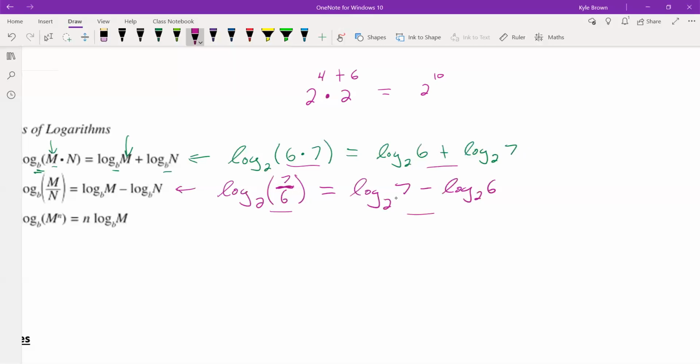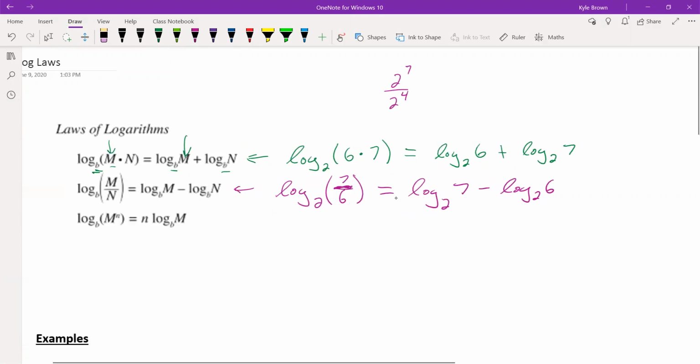Similarly, if I had 2 to the power of 7 divided by 2 to the power of 4, when you're dividing those, you would subtract. That's the same reason we get division and subtraction coming into play here. But for the most part, you just need to know that these are the rules and how to use them. Okay, so those are our first two.